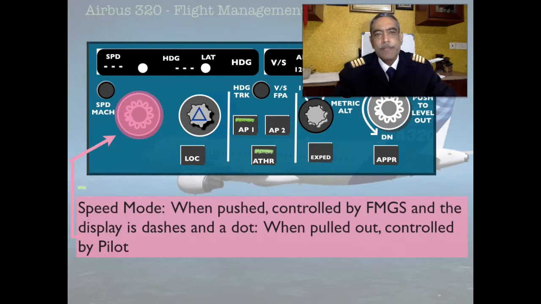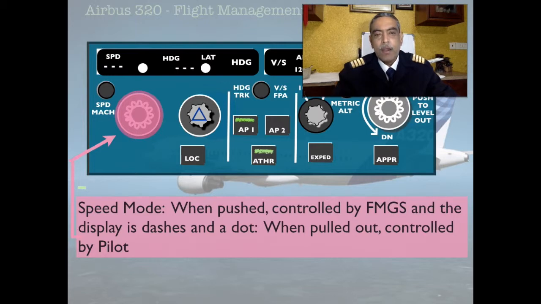When pulled out, the dot will vanish and a figure will come in the display, and he is able to rotate and select the speed which is desired by him.